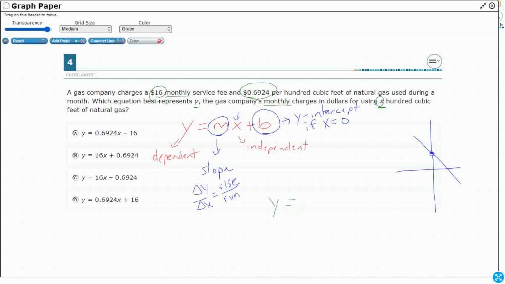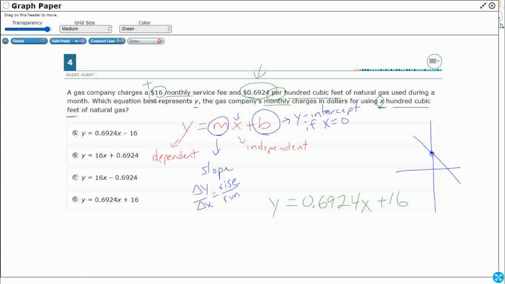So y equals, and that y is going to be the monthly charge. x is 100 cubic feet. Well, which of these amounts deals with 100 cubic feet? Look at this. It's this right here. Per 100 cubic feet. Per. Multiply. So we're going to have to multiply this 0.6924 times x. And then we add or subtract the monthly service fee. We add that monthly service fee.